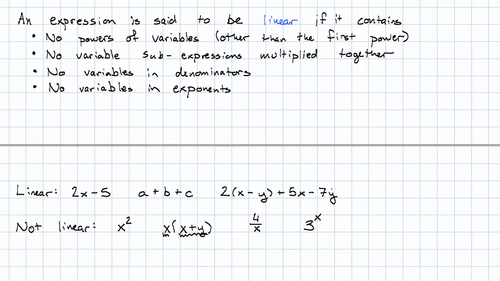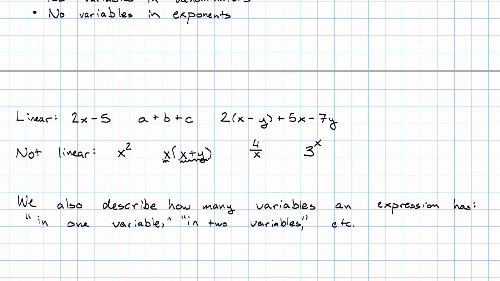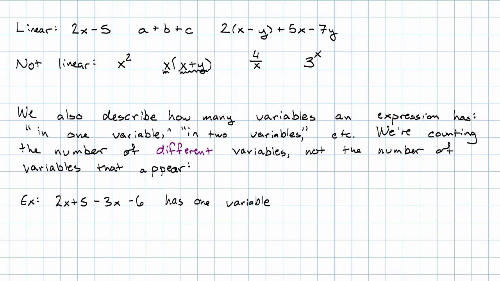The other way that we will characterize expressions is by how many variables they have. So we might describe an expression in 1 variable or in 2 variables and so on. What we're counting here is the number of different variables, not the number of places that variables appear. So for example, this expression, 2x plus 5 minus 3x minus 6, has 2 occurrences of the variable, but it only has 1 variable, namely x. It doesn't have 2 different letters.